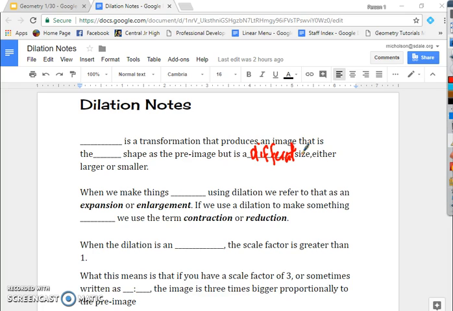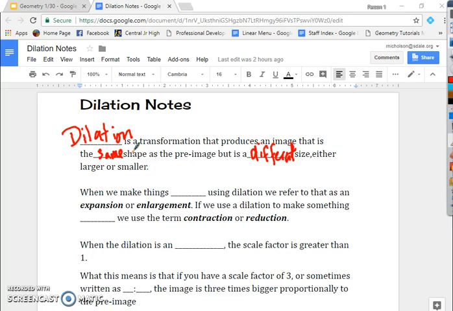So what kind of transformation are we calling? Yeah, it's a dilation. A dilation is a transformation that produces an image that is the same shape as the pre-image, but is a different size, either larger or smaller, right? Yeah. Same shape, we just make it big or small.